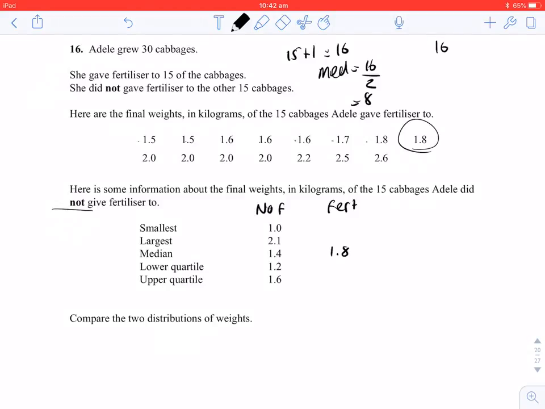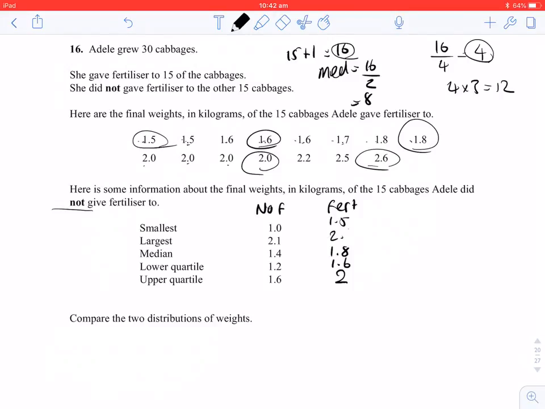Lower quartile, it's going to be my 16 value here divided by 4, a quarter of the way, so that's the 4th person. 1, 2, 3, 4, 1.6 for the lower quartile. Upper quartile is going to be 3 lots of my lower quartile, so 4 times 3 is 12. So we've got 1, 2, 3, 4, 5, 6, 7, 8, 9, 10, 11, 12. 2 for my upper quartile. My smallest value, 1.5, and my largest value, 2.6.